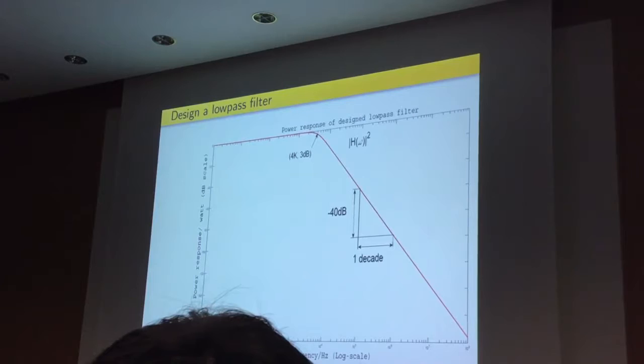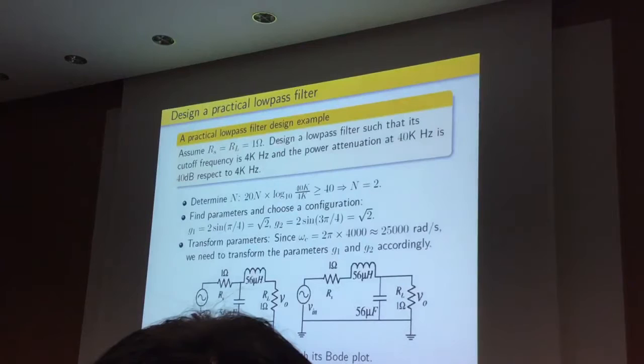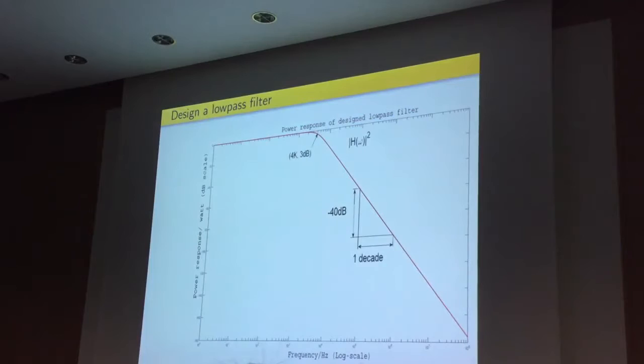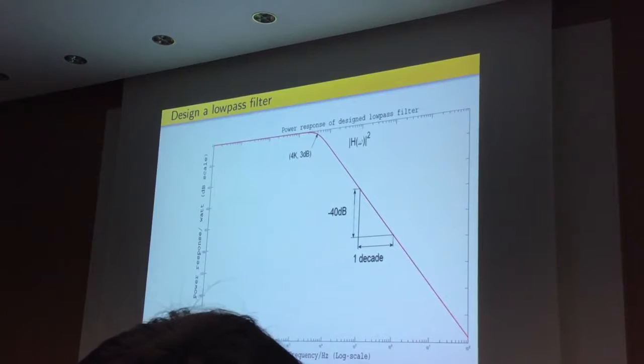So, now the point is here. In our original problem, we say that the cutoff frequency is 4K, and from 4K to 40K, I want to attenuate at 40 dB. Now you tell me you will never measure the runoff by considering this point, right? So that's why I'm saying actually this question is not properly set. But never mind, I try to illustrate how we can do the design. That's all we want from this example. Okay?